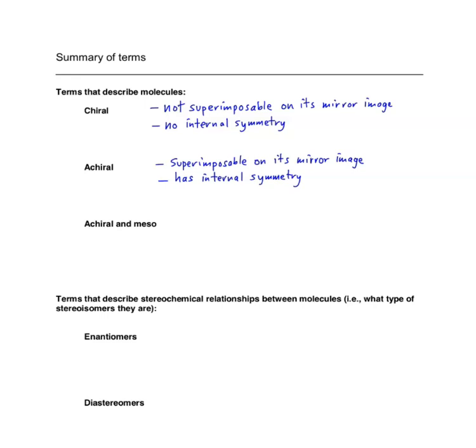If a molecule is achiral and meso, because it's achiral, it's superimposable on its mirror image. Because it's achiral, it has internal symmetry. But because it's a meso compound, it has asymmetric carbons. So each of those is a term that describes an individual molecule.